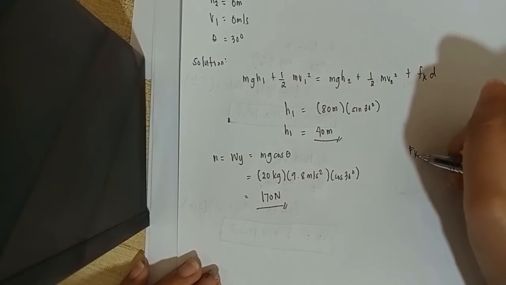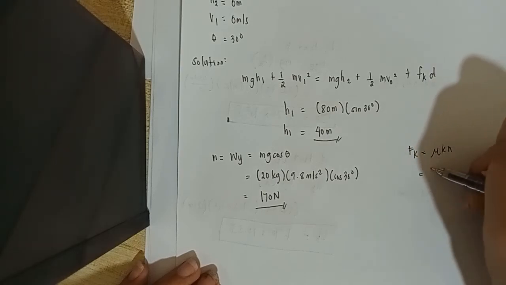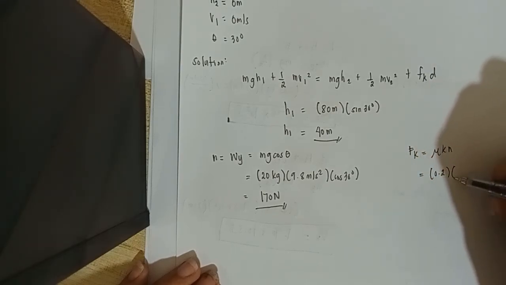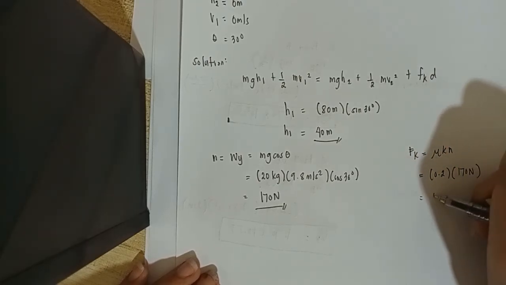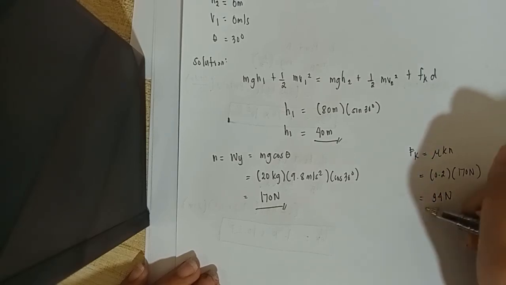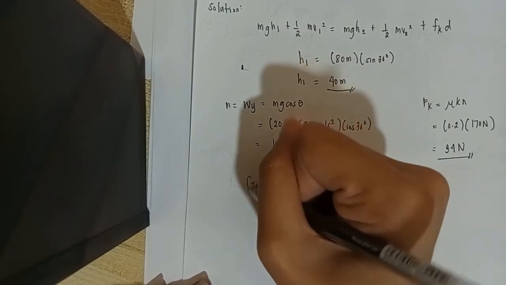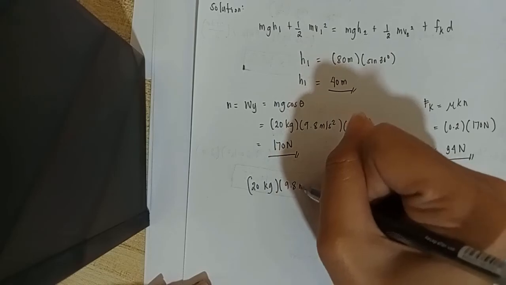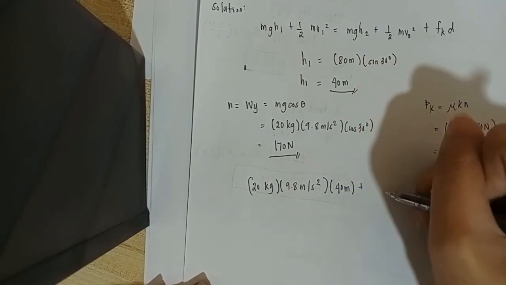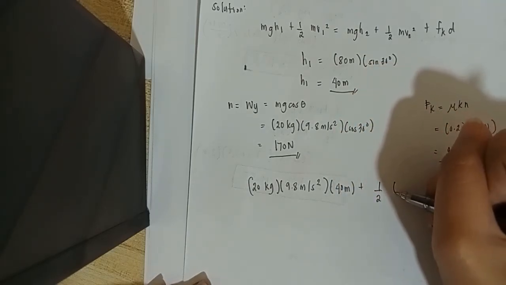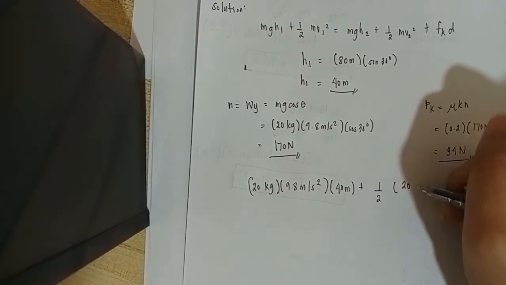That's from the N. But our formula for F sub k is the constant of kinetic friction multiplied by N. Our constant is 0.2 multiplied by 170 Newtons. That would be 34 Newtons. So we have our F sub k there. Then substitute into the original formula above. I'm not going to read it again.